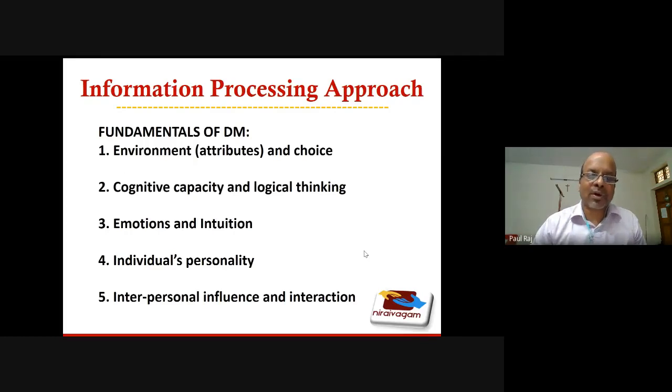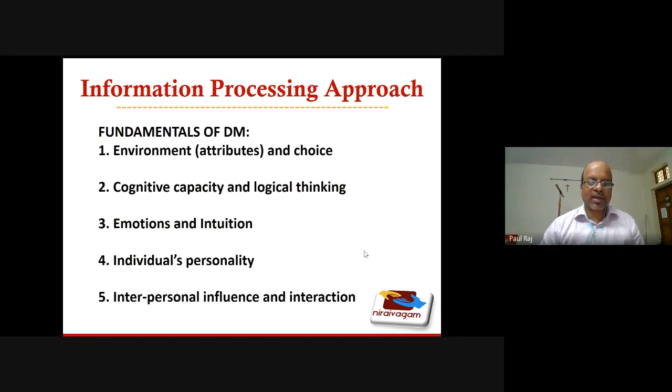What are the elements, factors, or fundamentals involved in this process of decision making? You have in front of you on the slide the 5 fundamentals. I will just read all 5 of them and then I will explain. Environment, in brackets, attributes and choice. The second point is cognitive capacity and logical thinking. The third point is emotions and intuition. The fourth point is individual's personality. And the fifth point is interpersonal influence and interaction.